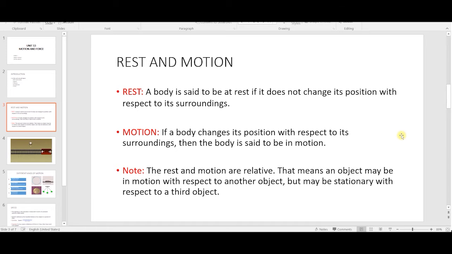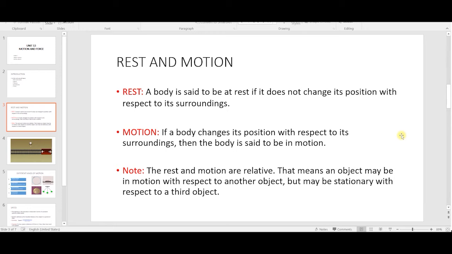Let's have a definition of rest and motion. So what is actually rest? A body is said to be at rest if it does not change its position with respect to its surroundings. For example, a book does not change its position with respect to the table. And if a body changes its position with respect to its surroundings, then the body is said to be in motion. For example, the earth around the sun is in motion.